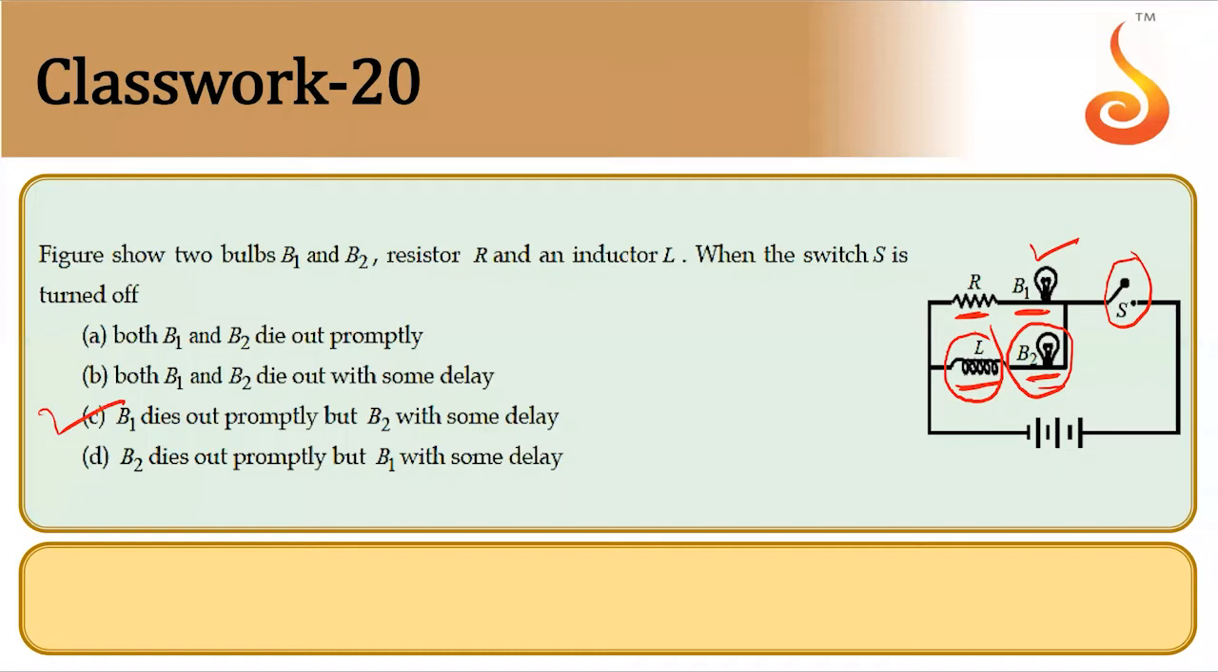So the inductor opposes the fall of current in the circuit, but the resistor doesn't oppose any such thing. So it must be option C. Yes, we shall move on to the next one.